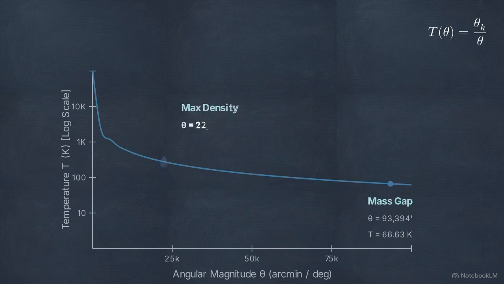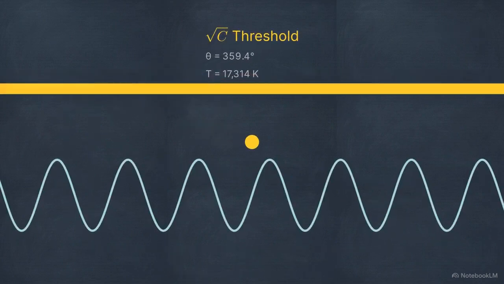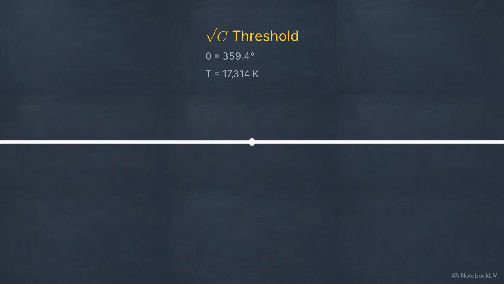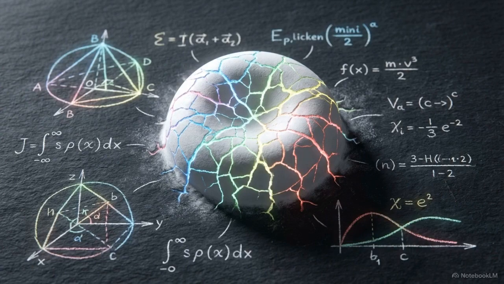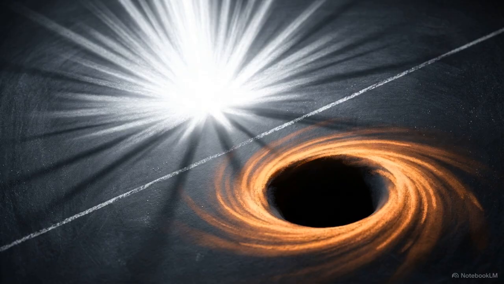Increasing the compression to 22,454 arcminutes aligns precisely with 277.13 Kelvin, the temperature where liquid water reaches its maximum density. The top of the ladder marks the critical symmetry window at 359.4 degrees. This corresponds to a temperature of 17,314 Kelvin, the square root of the speed of light magnitude. At this square root of C threshold, spatial wavelength and temporal frequency achieve a coherent identity. Any compression beyond this point forces informational saturation, triggering either light emission or the formation of a black hole.